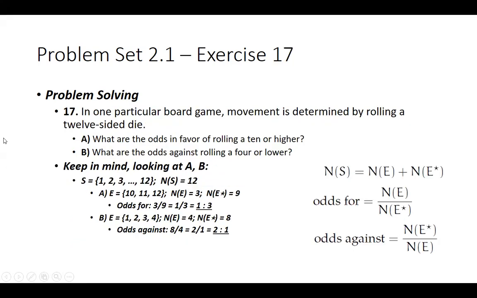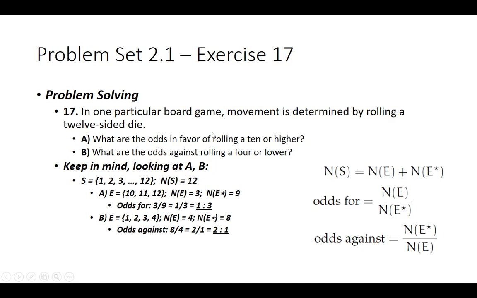Number 17. In one particular board game, movement is determined by rolling a 12-sided die. A, what are the odds in favor of rolling a 10 or higher? So the sample space is 1 through 12. That means N of S is 12. There's 12 possibilities in the sample space. We can roll a 1, we can roll a 2, we can roll all the way up to a 12 on a 12-sided die.